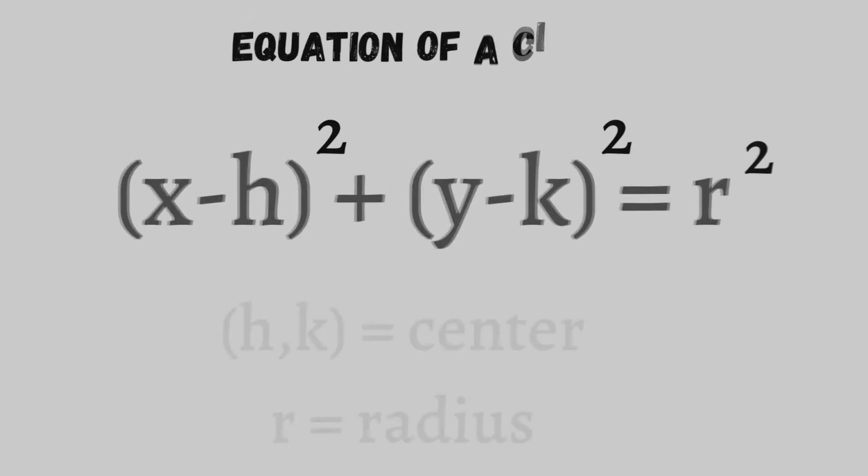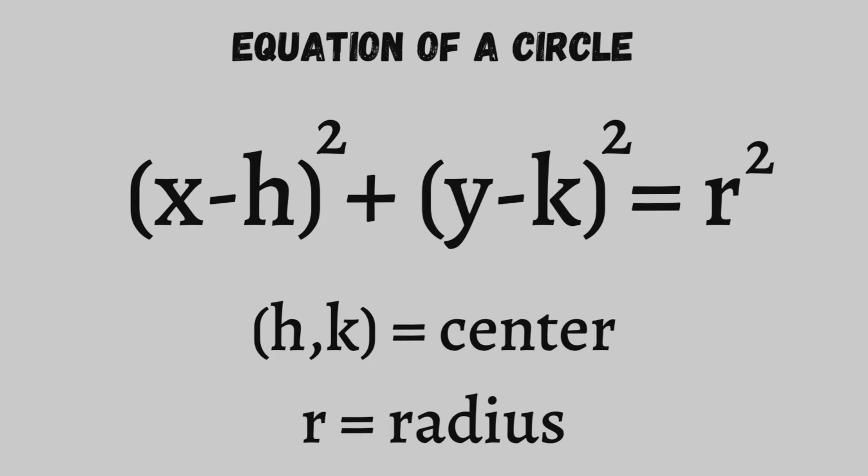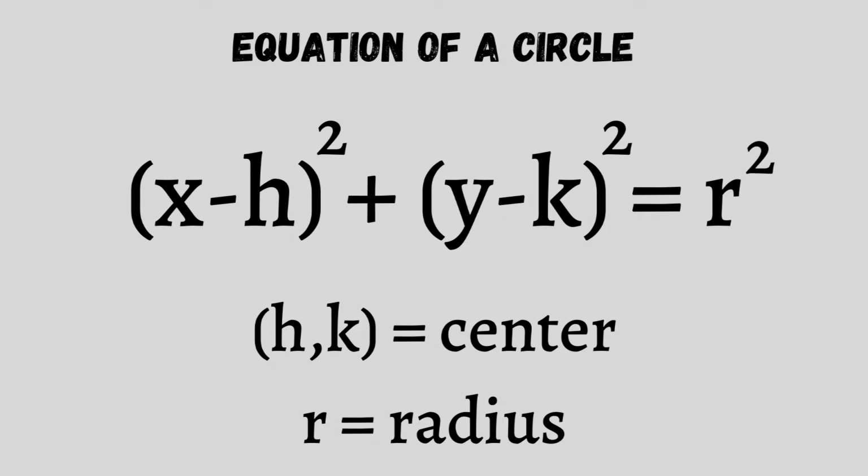In order to graph a circle on a coordinate plane, you have to understand its equation. And the equation of a circle is (x - h)² + (y - k)² = r², where (h, k) represents the center of your circle and r is the length of your radius. Once again, the equation of a circle is (x - h)² + (y - k)² = r².